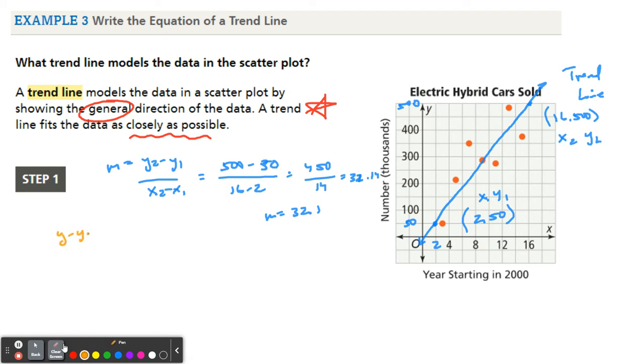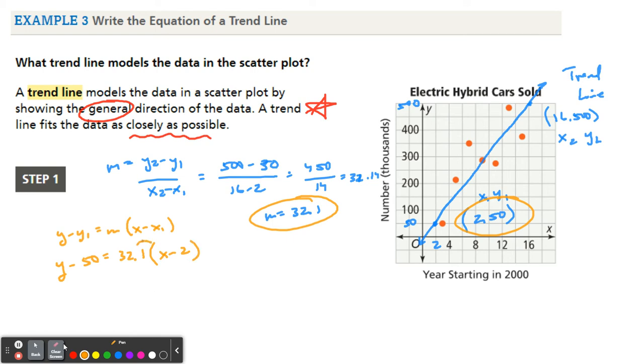y minus y1 equals m parentheses x minus x1. We're going to put it in point slope form and then rewrite it in slope intercept form. So I need the slope, which is what I have here, and a point. I'm going to pick this point because they're smaller numbers. They will be my x1 and my y1. So y minus 50 equals 32.1 times x minus 2.